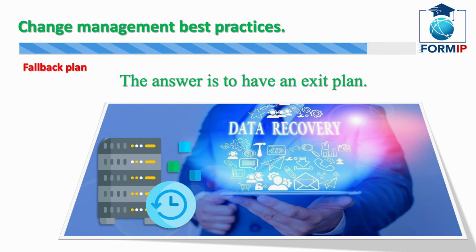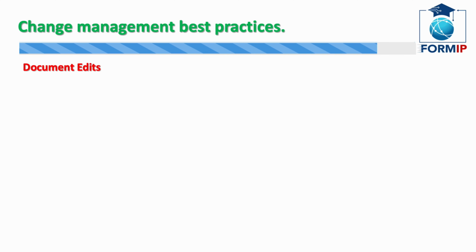It is an approach that specifies the processes required to restore a system to its original state in the event that the change implementation fails. It happens more often than you think. The fallback plan therefore sets out the steps needed to restore the infrastructure to the pre-change state.